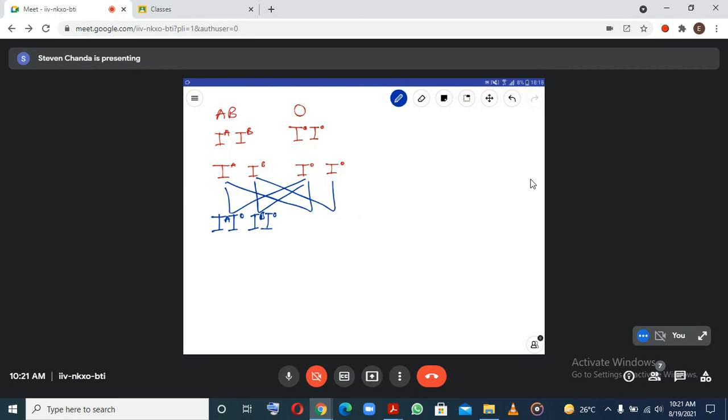Then again here, you are going to have what? A and then O. Then here you are going to have B and O. So you see, that's the genotype, right? So what blood groups are you going to have? For this one, blood group A. For this one, blood group B. So what you're basically saying is that half would be A, and the other half will be blood group B.